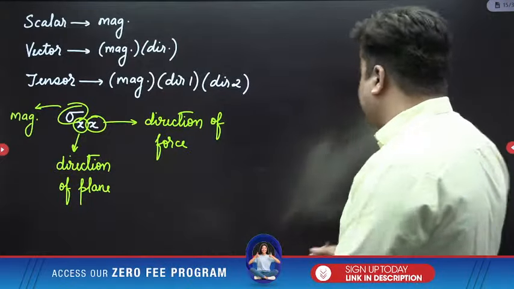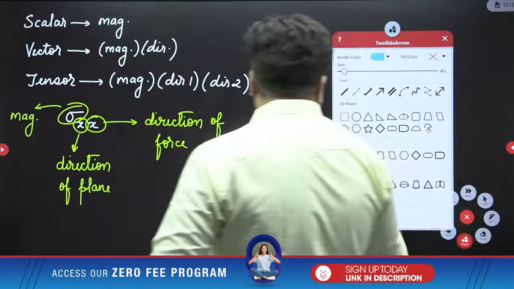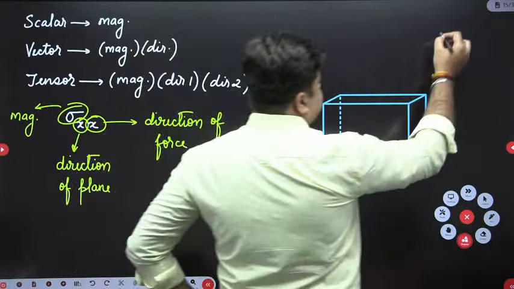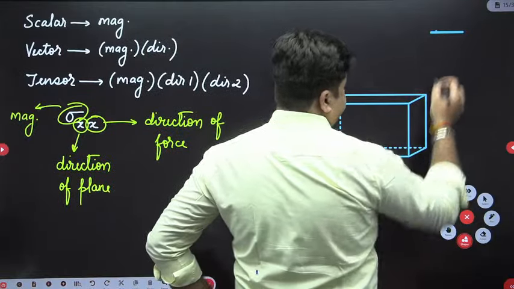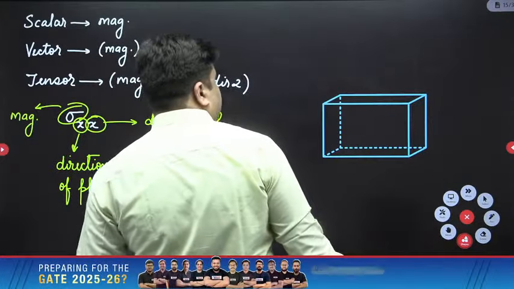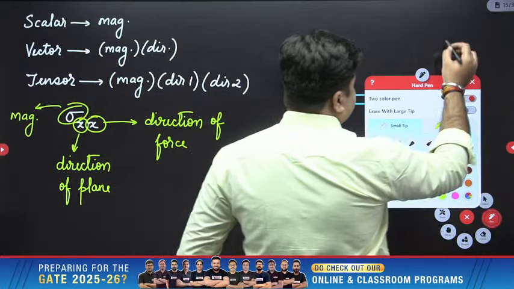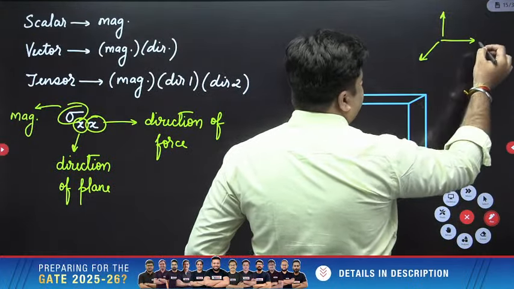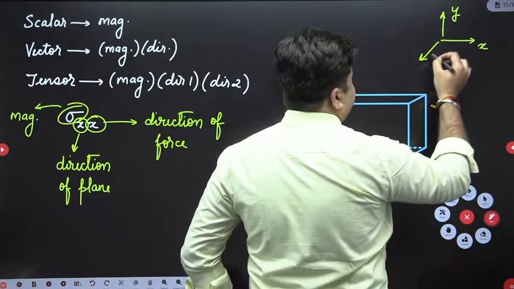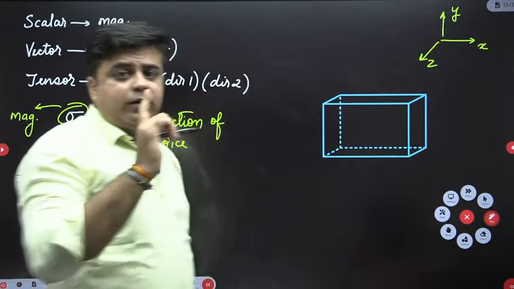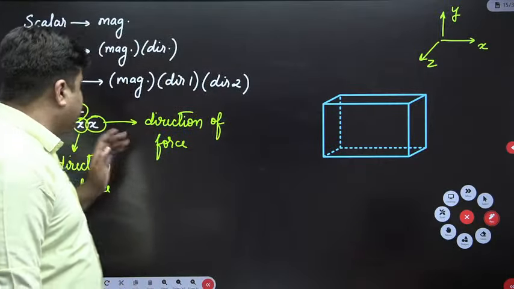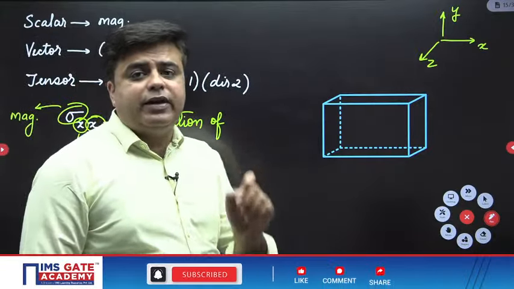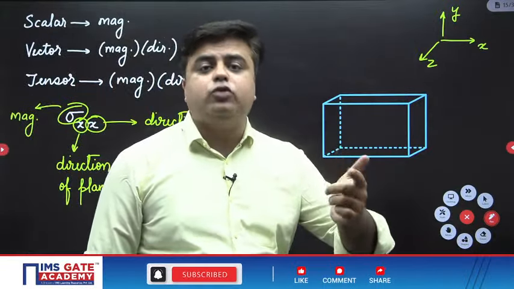Let me give you an example quickly. We have seen this example a lot of times. This is the block I have drawn. This is my x direction, this is y direction, and the direction coming out of the board is z direction. The first represents the direction of plane, and the direction of plane is always given by the direction of the normal to that plane.